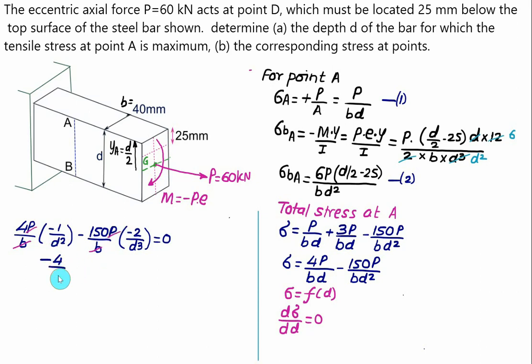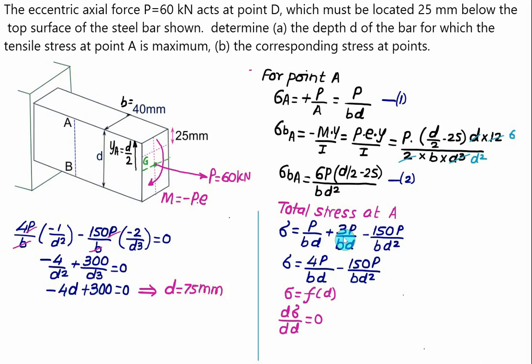We have minus 4 divided by d square, and minus becomes plus, so we have 300 divided by d cube, that must equal 0. So this time d square and d cube, so 1 d is left. So we have minus 4 times of d plus 300 is equal to 0. And if you solve this, you will get this value of d. That is, for maximum stress at point A, the required depth is 300 by 4, that is equal to 75 mm.